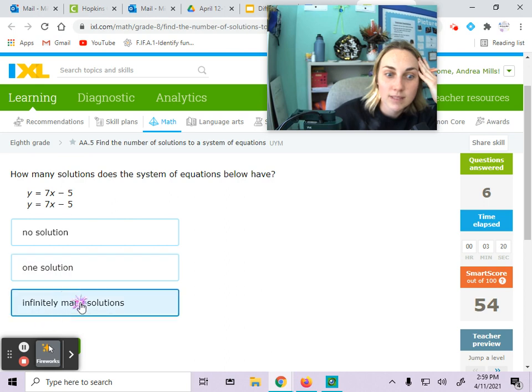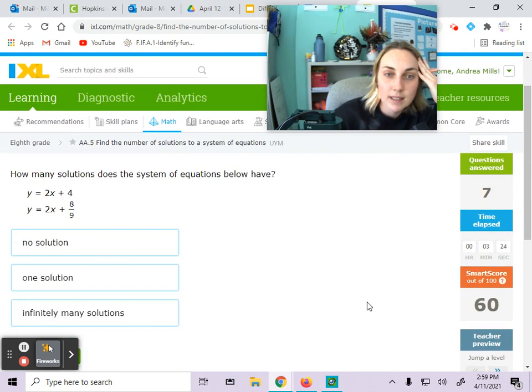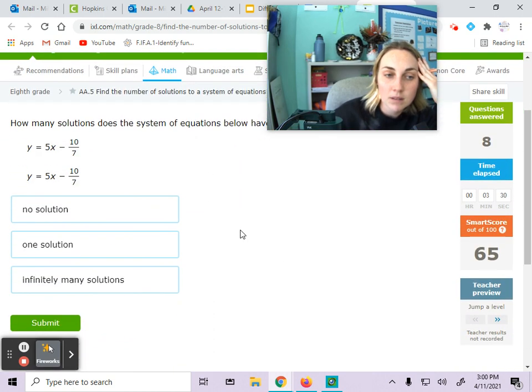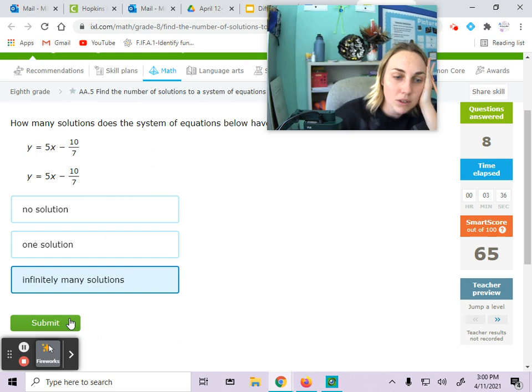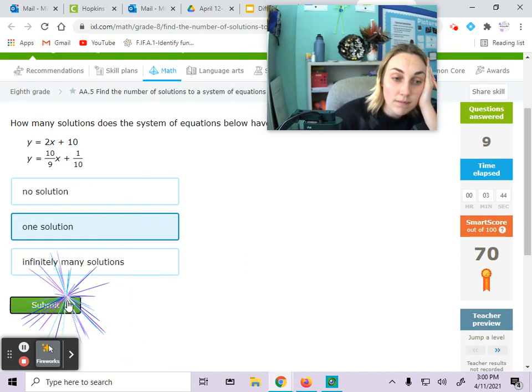Same line, infinitely many. Same slope, different y-intercepts, no solution. Same slope, different y-intercepts. Oh, wait. Same line, the same exact line, infinitely many solutions. Literally nothing's the same on any of these, so there's going to be one solution.